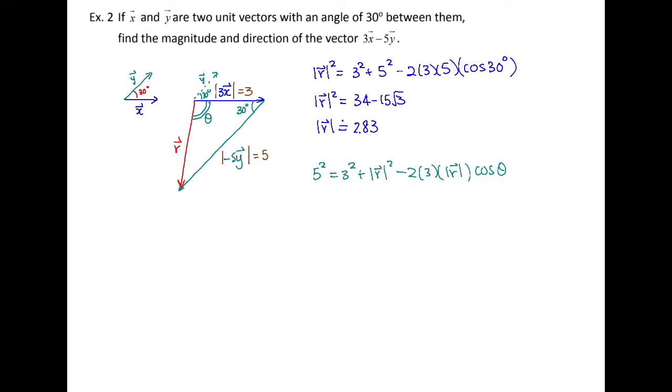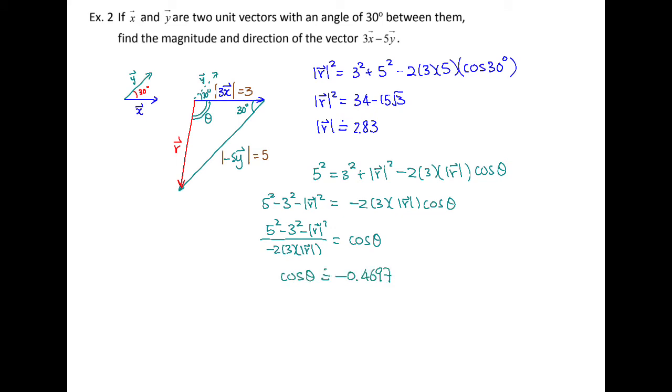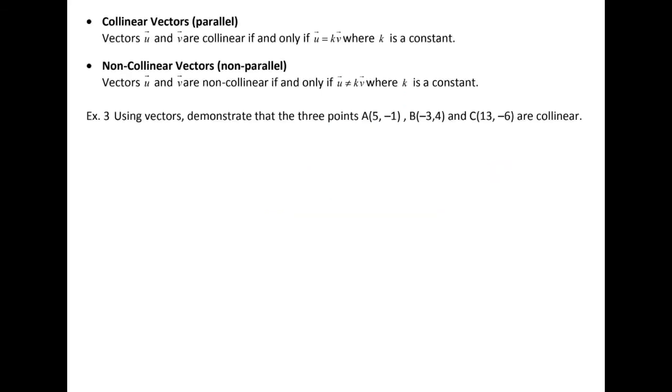And we're going to isolate for cosine theta. So let's remove those 2 terms in the front, and then we're going to divide by -2 and 3 and the magnitude of the resultant vector r. So we're going to have cosine theta equals approximately -0.4697. And we're going to take the inverse cosine. We're going to find theta is approximately 118.02 degrees. Therefore, we say the resultant is 3x minus 5y, which is approximately 2.83 as a magnitude, and the direction is 118.02 degrees to vector x.